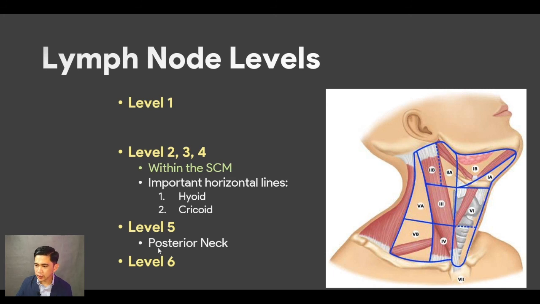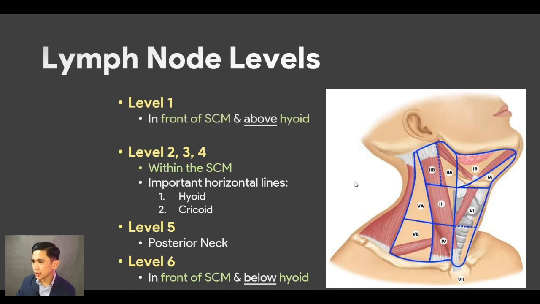Level 5 is in the posterior neck. We discussed earlier with the case of the 22-year-old female that anything at the back of the SCM is the posterior neck. So if you have lymph nodes anywhere at the back of the SCM, they are called level 5 lymph nodes. And level 6 is in front of the SCM, but below the hyoid. This is the hyoid. Below it and in front of the SCM are all level 6 lymph nodes. That's how easy it is.